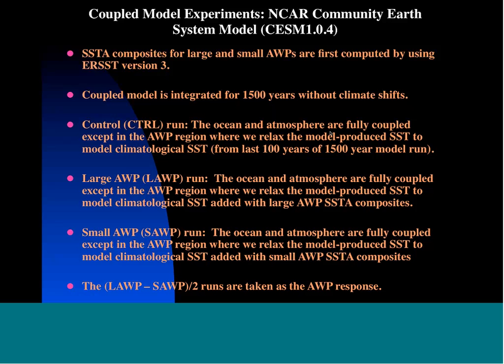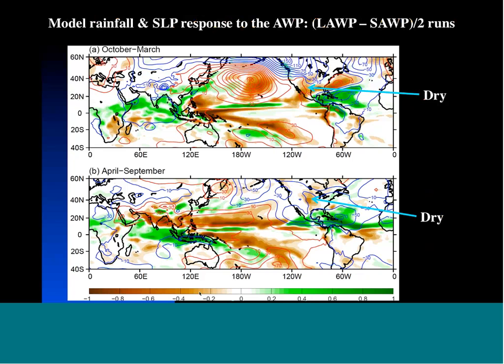And then we perform another group of runs, the so-called large warm pool run. The ocean atmosphere is fully coupled, except in the warm pool region. In the warm pool region, we relax the model SAT to climatological SAT plus the large warm pool composite we calculated earlier. And a similar situation for the small warm pool, where we also perform a small warm pool run. Then we take the difference between large warm pool and small warm pool as the warm pool response. So here is the result.